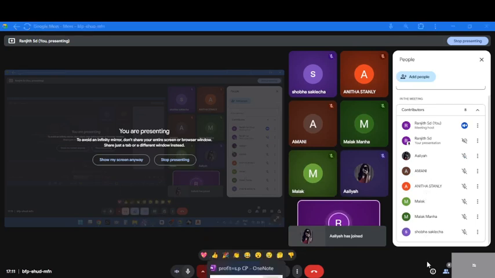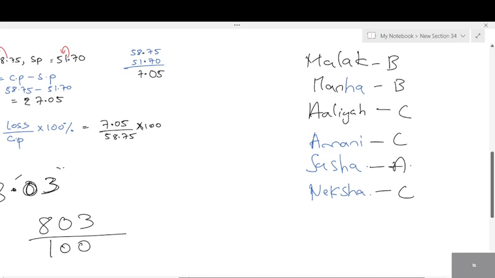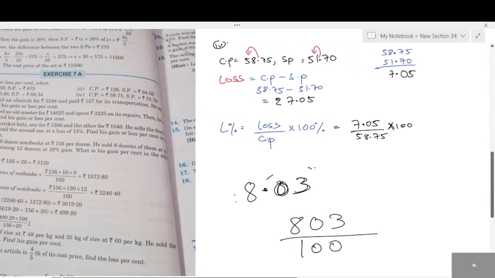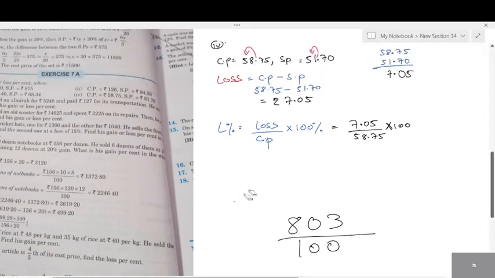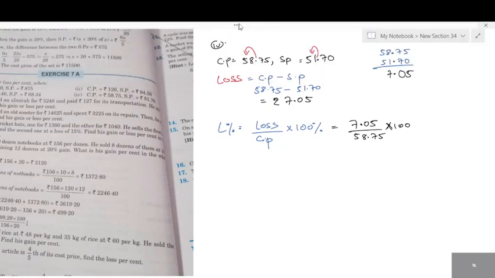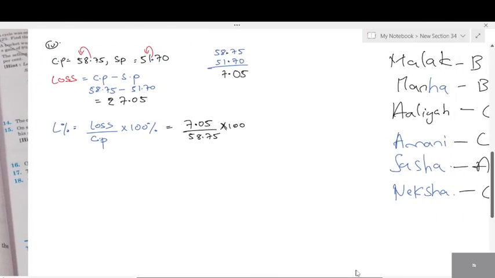Okay, we'll start, students. We'll start from yesterday's concept. You'll remember the formulas, all of you? Okay. Cost price, selling price, profit percent, and loss percent. Right? So we are done till here.